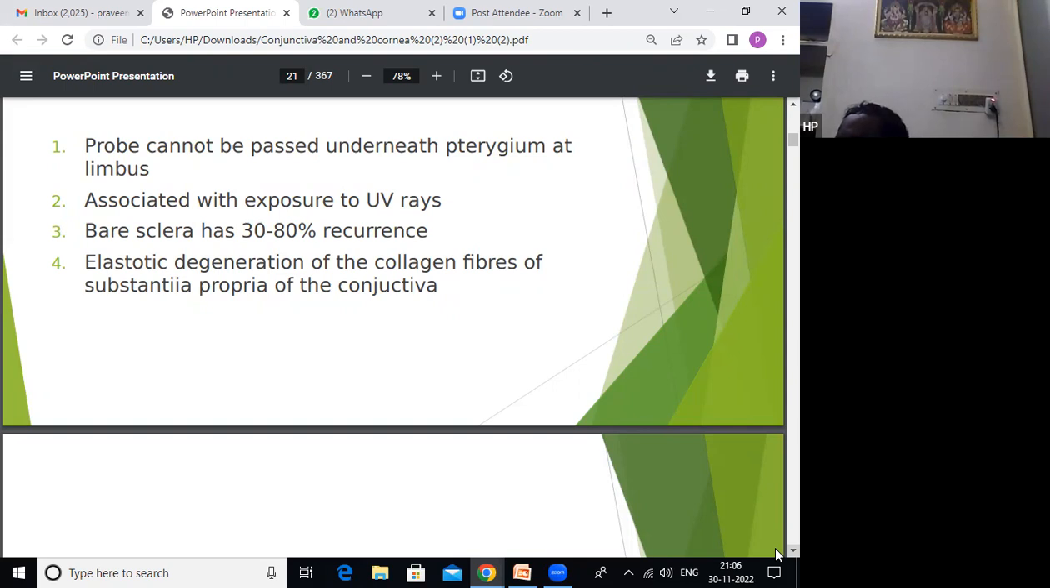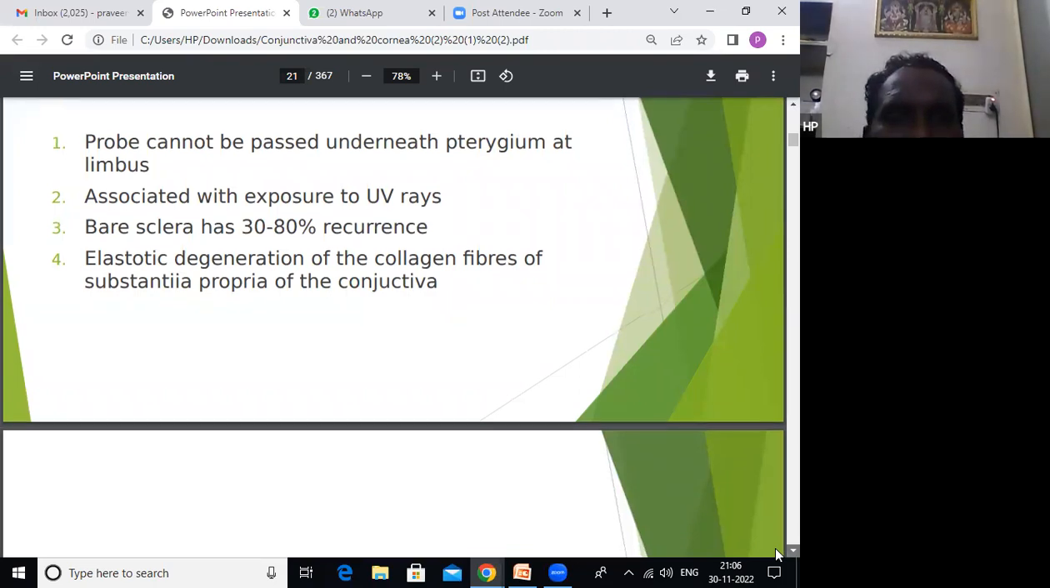Or the best method of treatment of recurrent pterygium, again is an autograft. Or the best method of treatment of a primary pterygium is again autograft. So the answer is autograft.